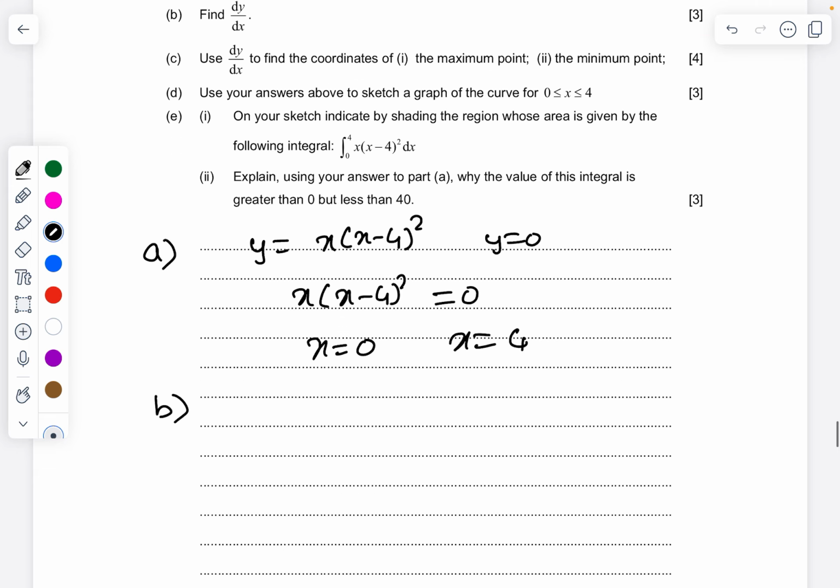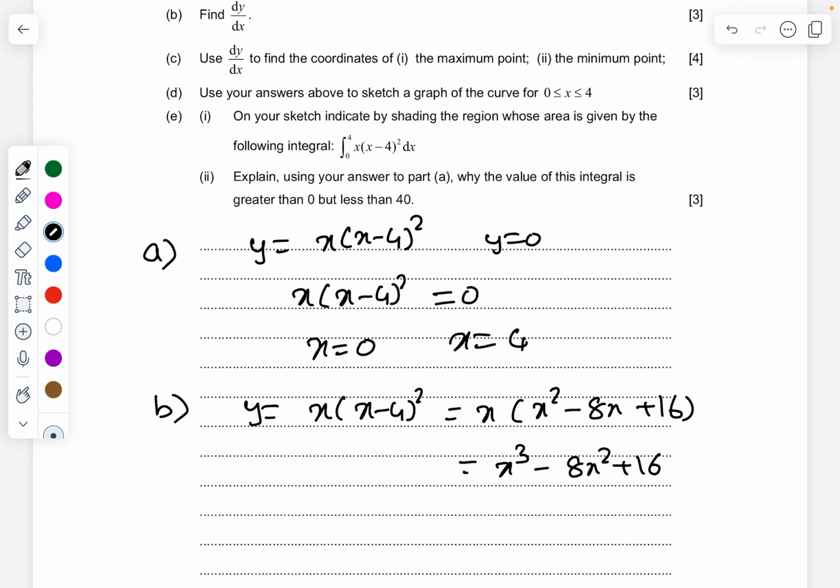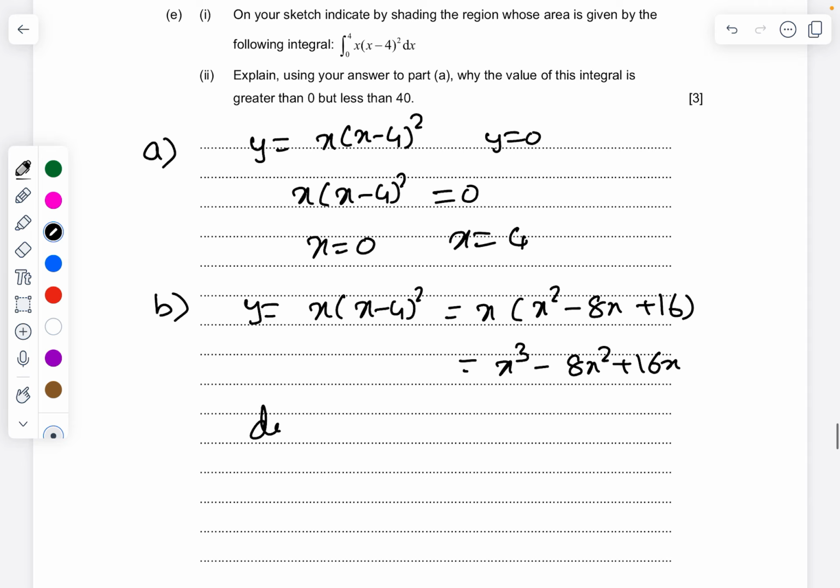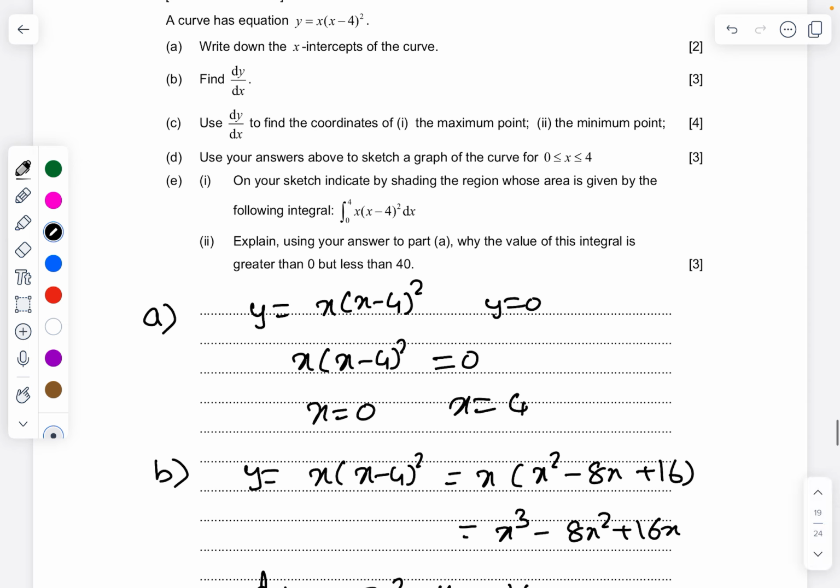Find dy by dx. So y equals x times (x minus 4) whole squared, which is x times (x squared minus 8x plus 16). So which is x cubed minus 8x squared plus 16x. So what will be dy by dx? It will be 3x squared minus 16x plus 16.